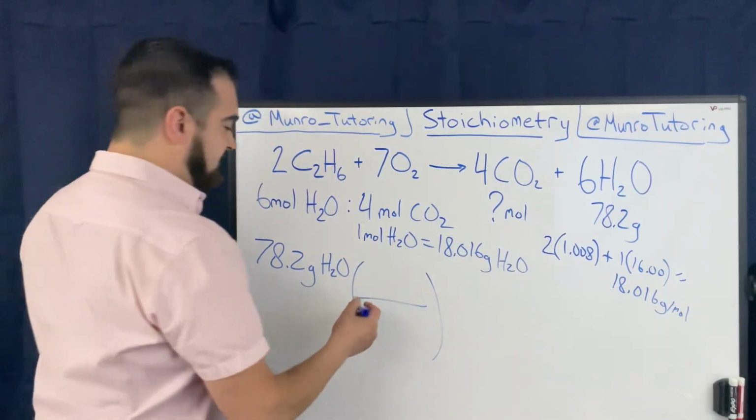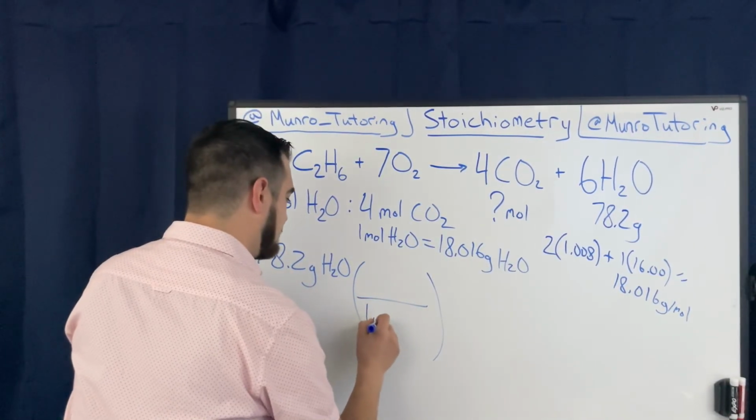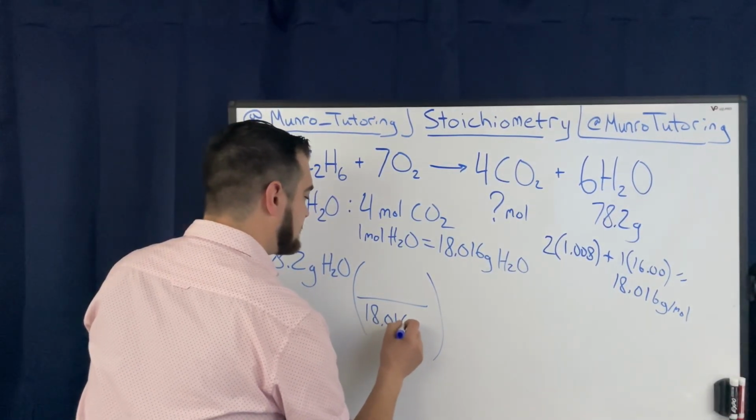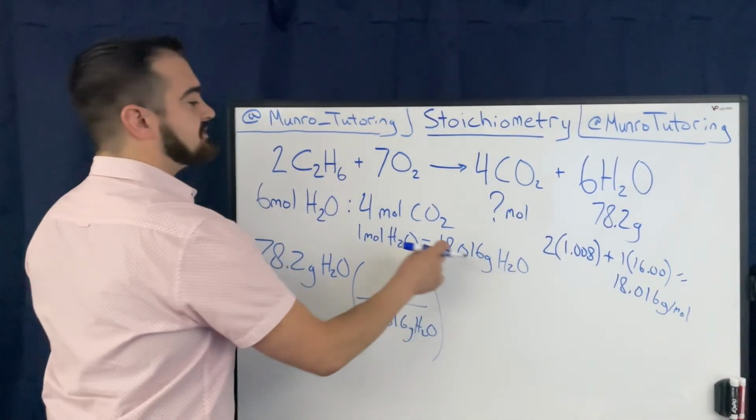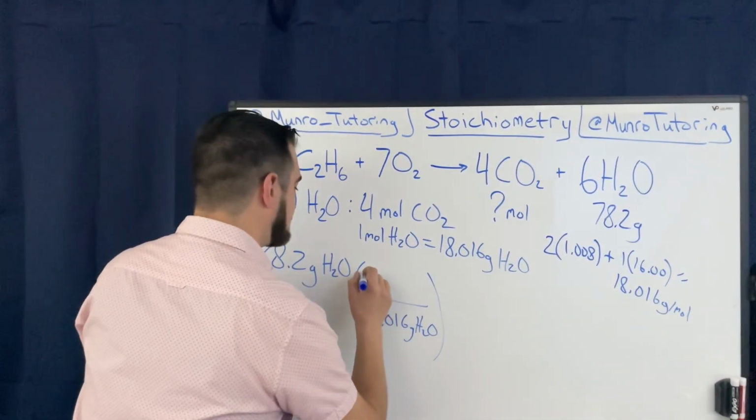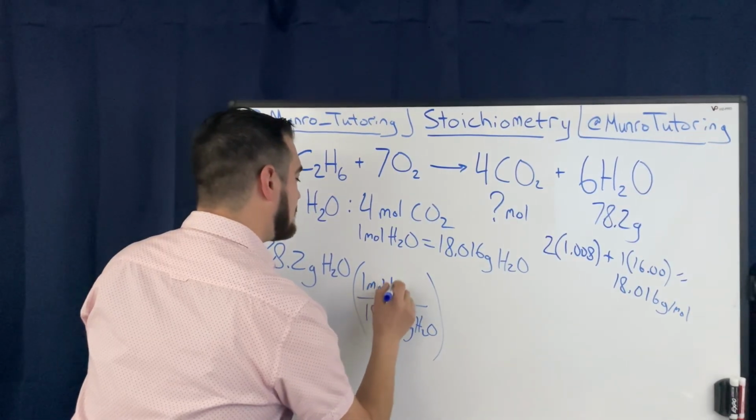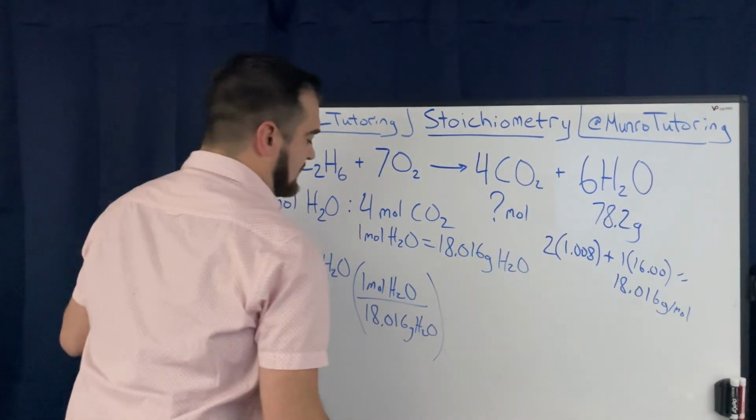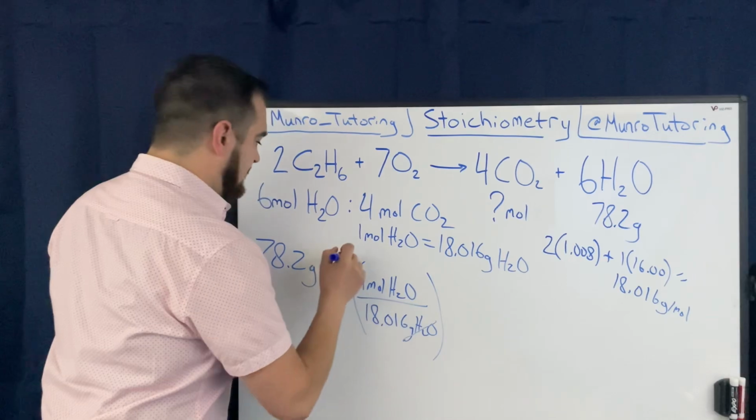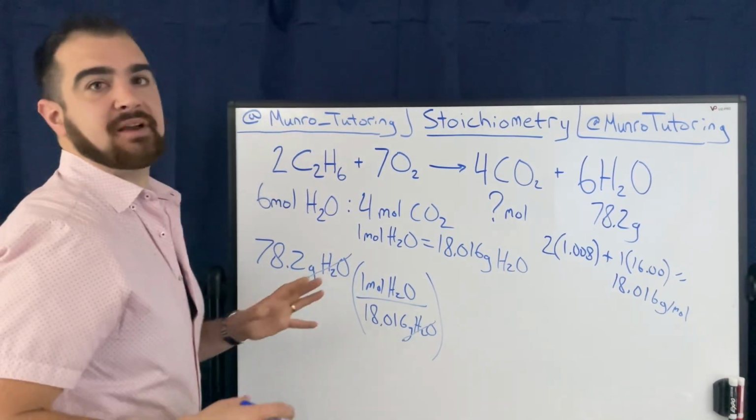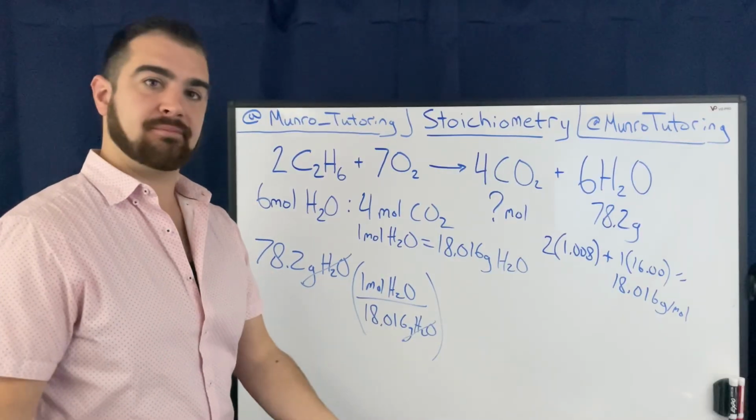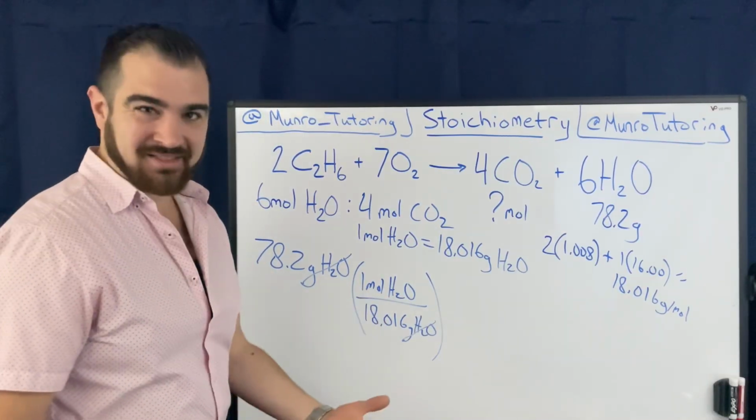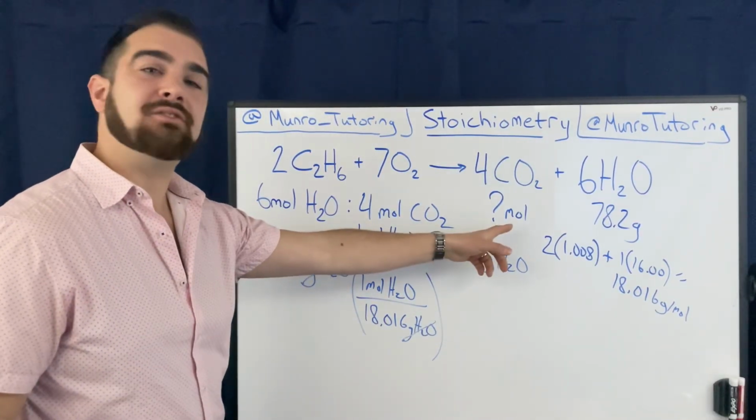So 18.016 grams of H2O is going to go down here. The other side of the equal sign has to go on the top. That's 1 mole of water. And so grams of water and grams of water cancel out. If I stopped the problem now and I just did this math, I would have moles of water. But we're not being asked about that. We're being asked for moles of CO2.